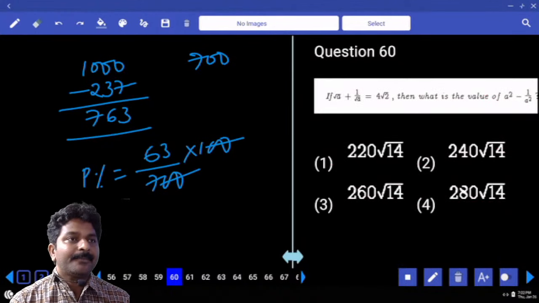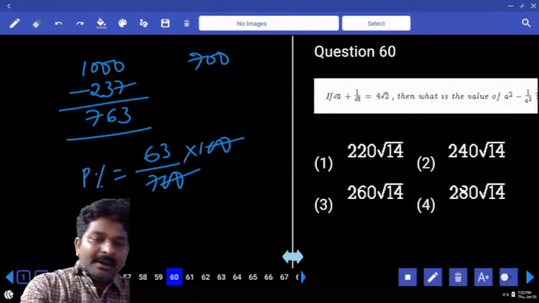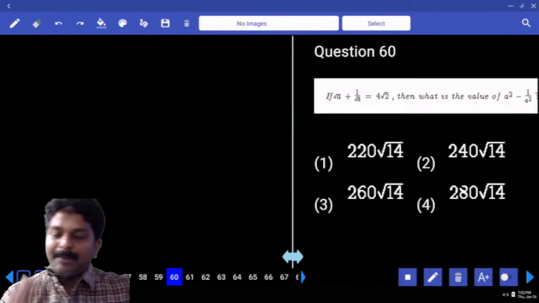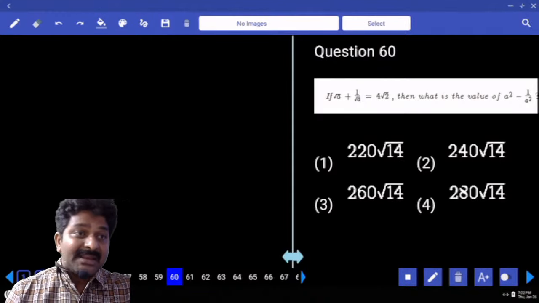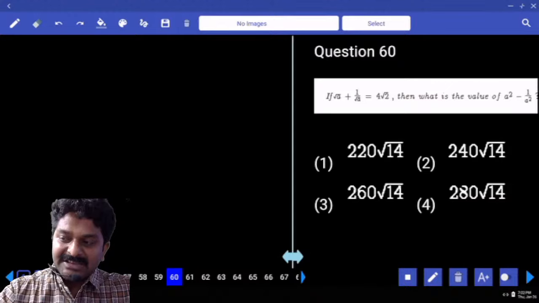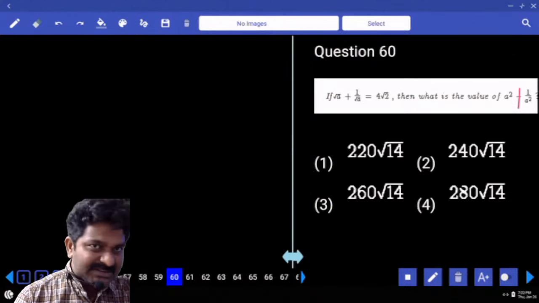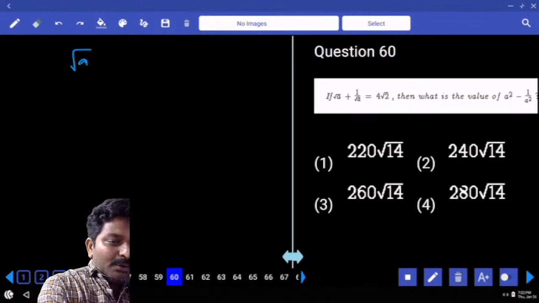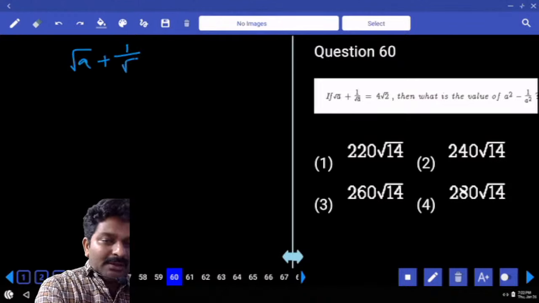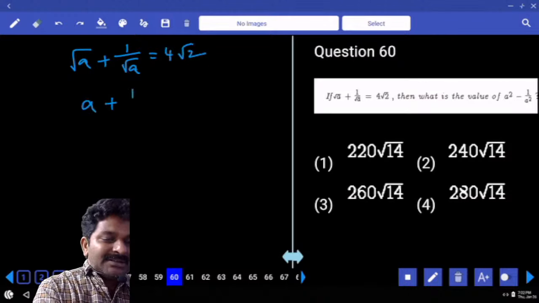Right now, we were given root a plus 1 by root a is equal to 4 root 2, and we were asked to calculate a square minus 1 by a square. If it were a square plus 1 by a square, I think it would be easy. Now, let's see. Root a plus 1 by root a is equal to 4 root 2. To calculate a plus 1 by a, how do you do that?